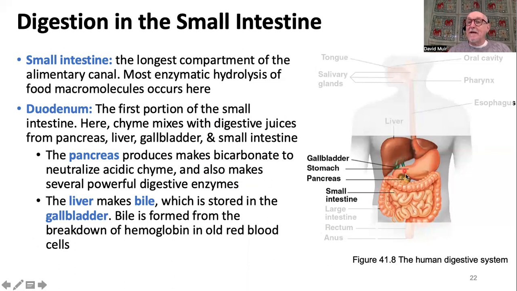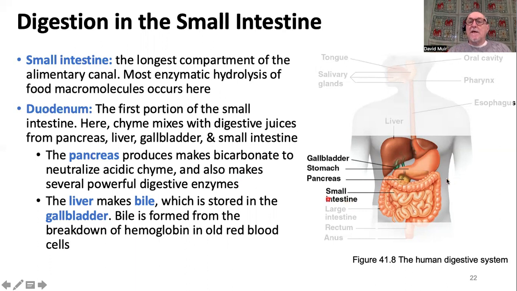So the pH of the food passing through, the chyme as it passes through, is first of all very low. And then once it encounters all of the bicarbonate from the pancreas, the pH is raised to neutralize it. But the pancreas also produces several other important digestive enzymes that we'll hear about.